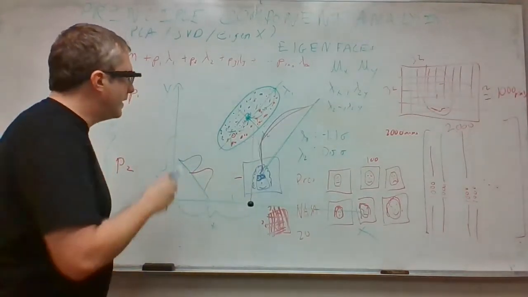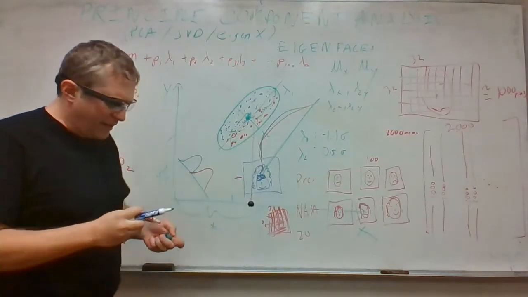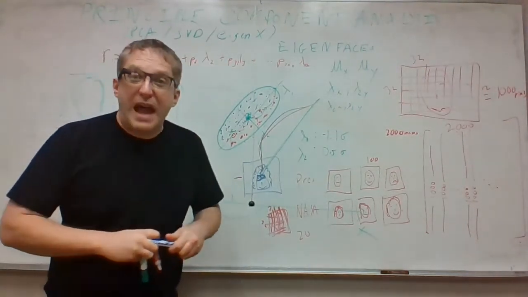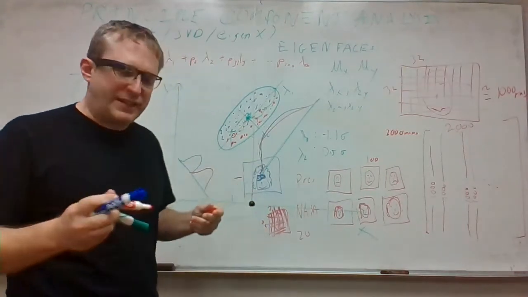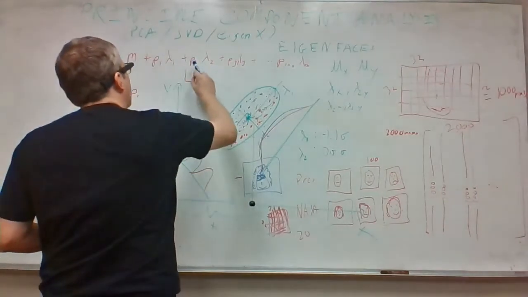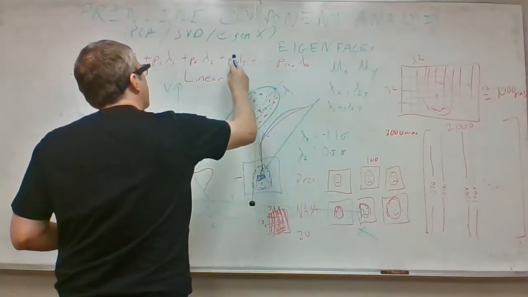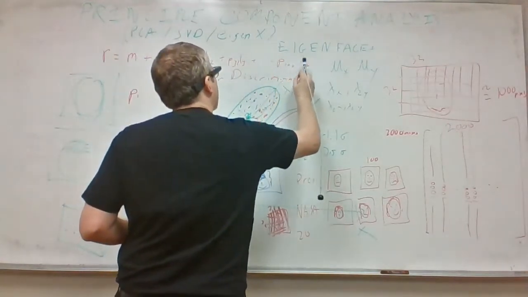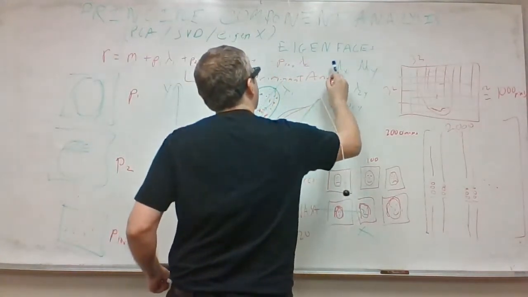So it would be great if I could reorder my eigenvectors in terms of maximum discrimination instead of maximum representation. And that technique is called linear discriminant analysis.